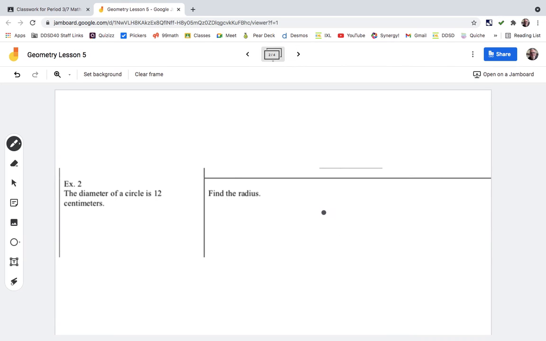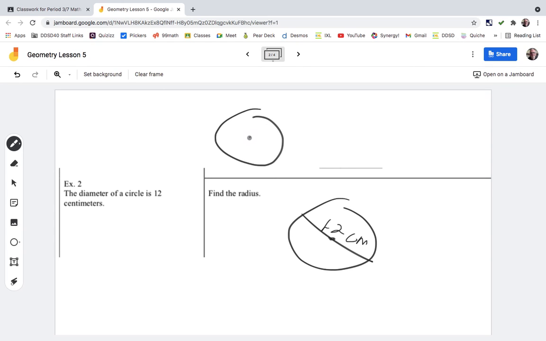And on this one, all you have to do is just draw a circle, put a point in the middle, put a line through it, and label it 12 centimeters. Again, draw a circle, put a point in the middle, draw a line through the center, because that's the diameter, and just label it 12 centimeters.